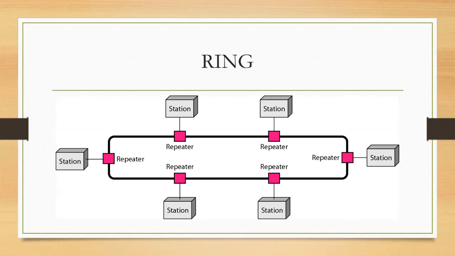If you connect two ends of a bus topology, that will make it a ring. So as you can see in the diagram, we have a ring. There is no open end to this cable. Again, the media is shared. So the disadvantages of bus topology are also there in the ring topology.